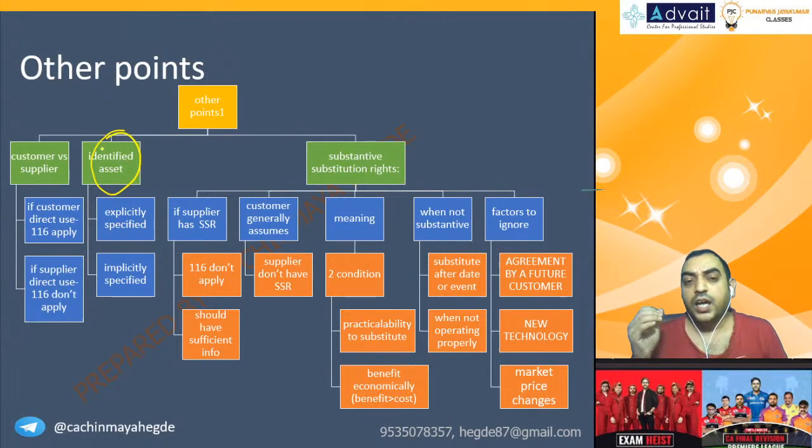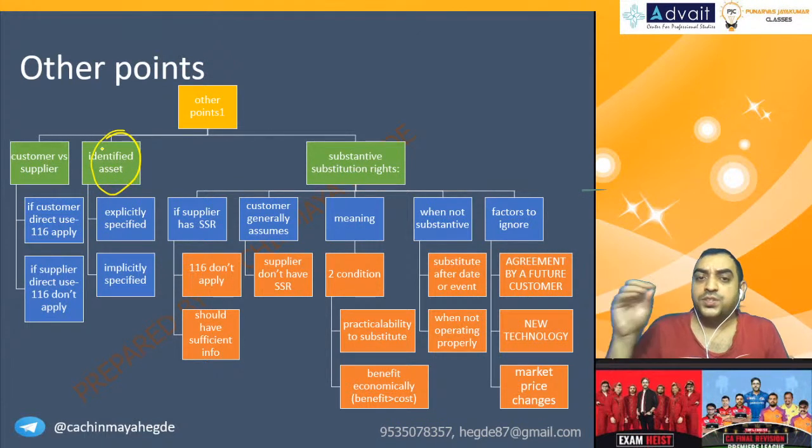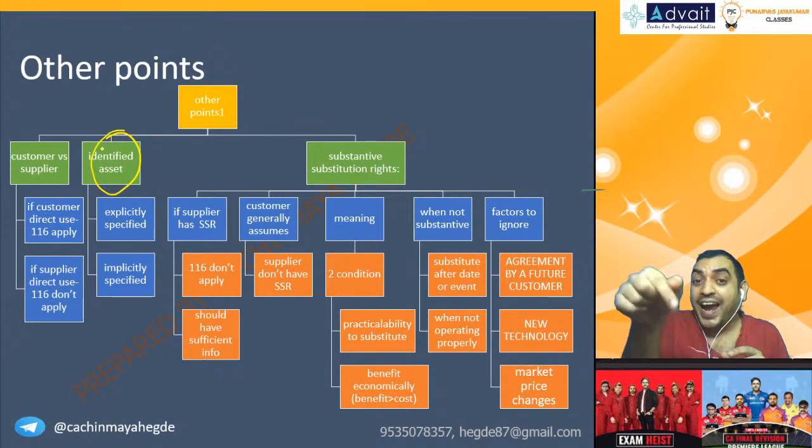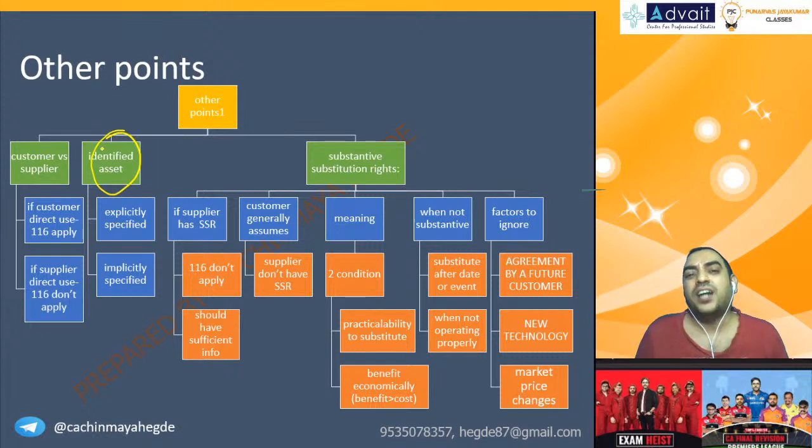For example, a company has entered into an agreement with a cab service company to provide cab service for employees if they stay beyond 9 o'clock. Beyond 9 o'clock, you can call these cab service people, and they will take you home. Now, is this agreement a lease agreement? The answer is no, because the car is not identified in the agreement. They have to provide some car. The asset is not identified, so it is not an identified asset. So it becomes a service agreement, not a lease agreement.